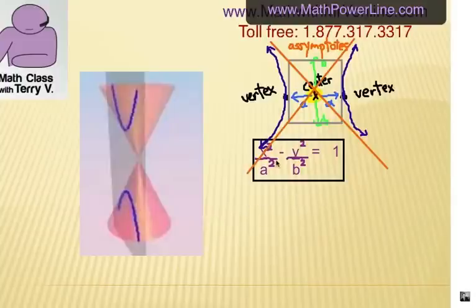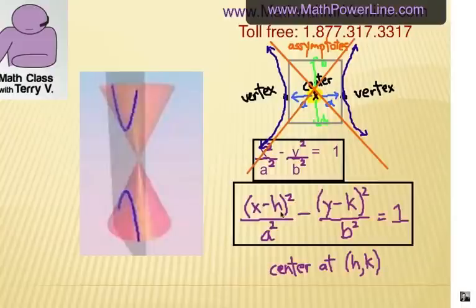Again, the standard form of the hyperbola is x squared over a squared minus y squared over b squared equals 1. Now, to be a little more realistic, let me give you the full equation of a hyperbola.